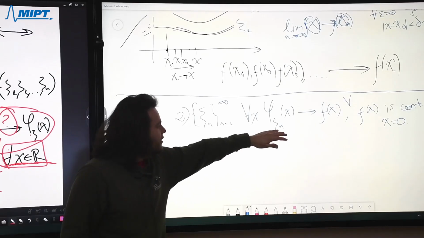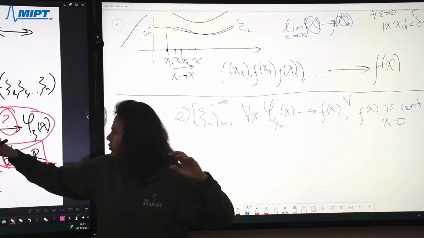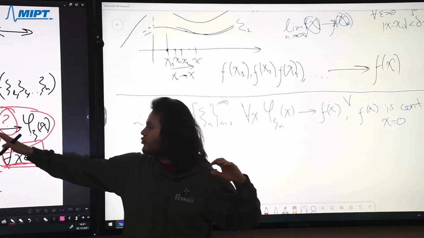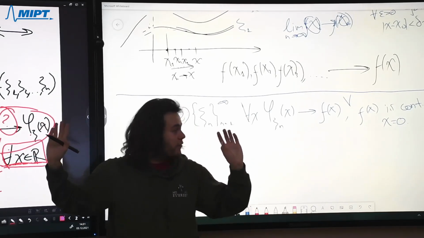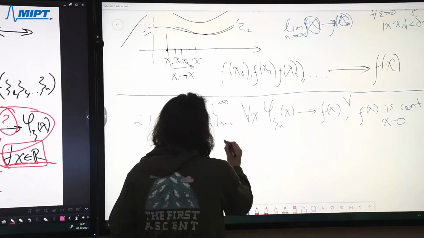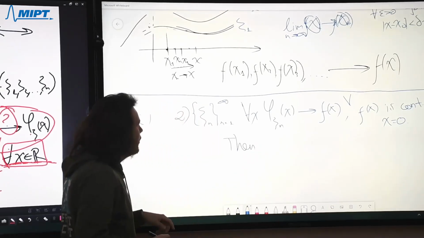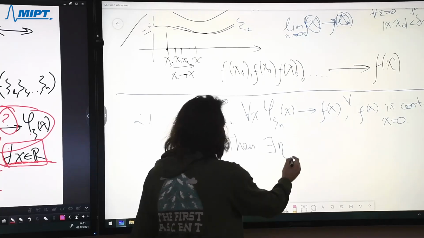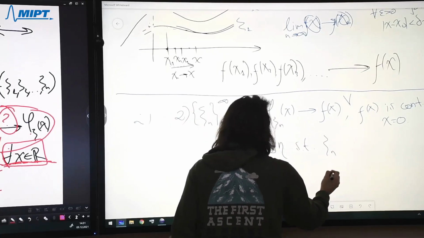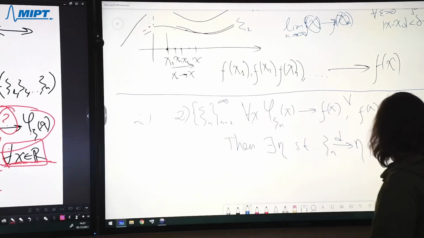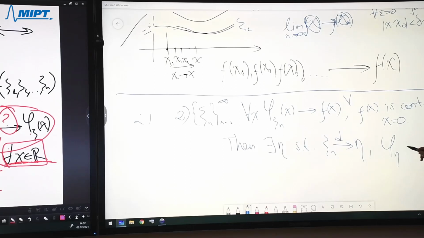So the characteristic functions, now we have on the other side, right? So now we are saying the characteristic functions converge to some function. I'm not saying what function, just to some function, such that this function is continuous at 0, then there exists some random variable eta such that psi n converges in distribution to eta, and the characteristic function of eta is just equal to f of x.